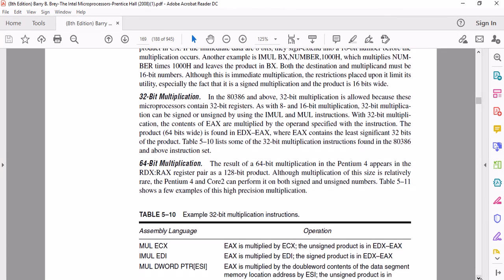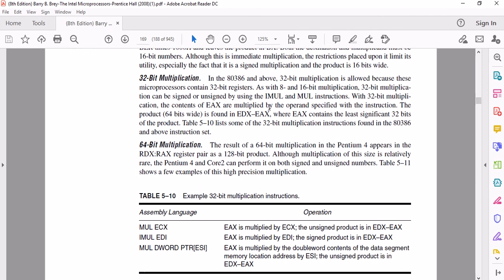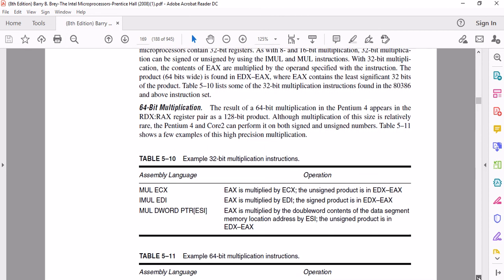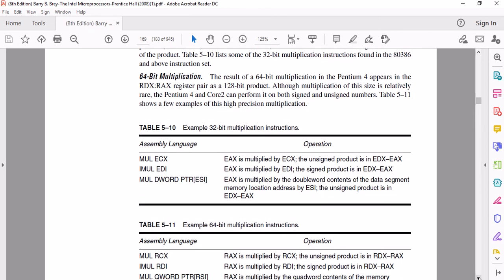For 32-bit multiplication, we need to use extended registers, because the product of 32-bit numbers will be a 64-bit number. So extended registers are used in this case. Here are some examples. MUL ECX. Now EAX is automatically multiplied by ECX and the product is saved in EDX, EAX. So higher 32 bits are saved in EDX and lower 32 bits are saved in EAX.